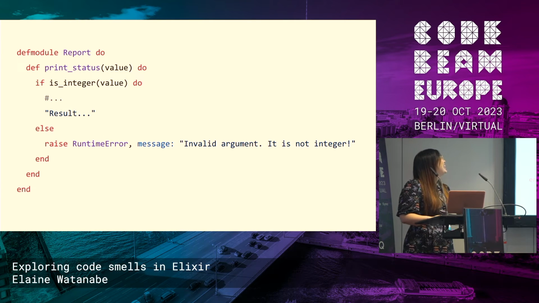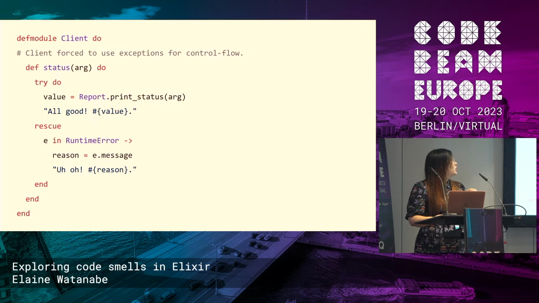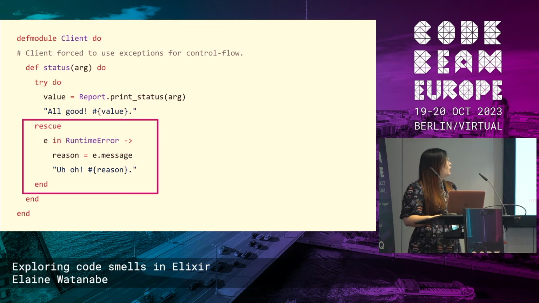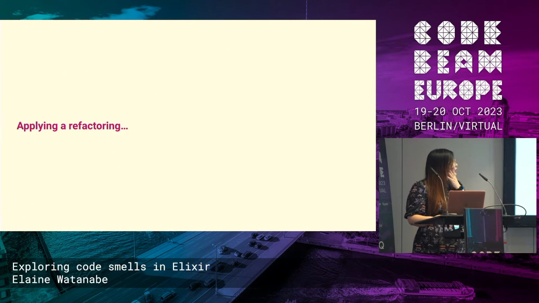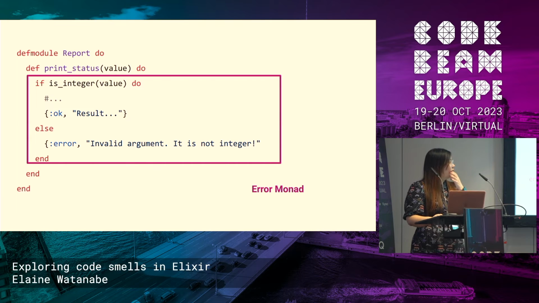An example here: this function is raising an exception, and if the client wants to use that, trying to say, okay, this is the happy path, it will need to handle this generic exception to say, okay, this crashed, let's see how to handle this on the happy path. This is not the traditional way of doing those things in Elixir, so the catalog documents it and proposes a refactoring using the error monad.